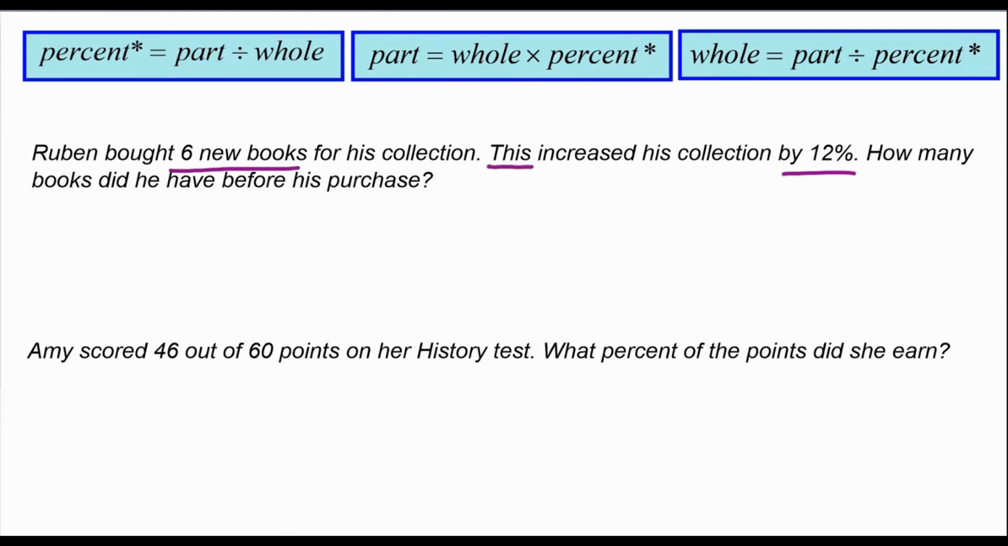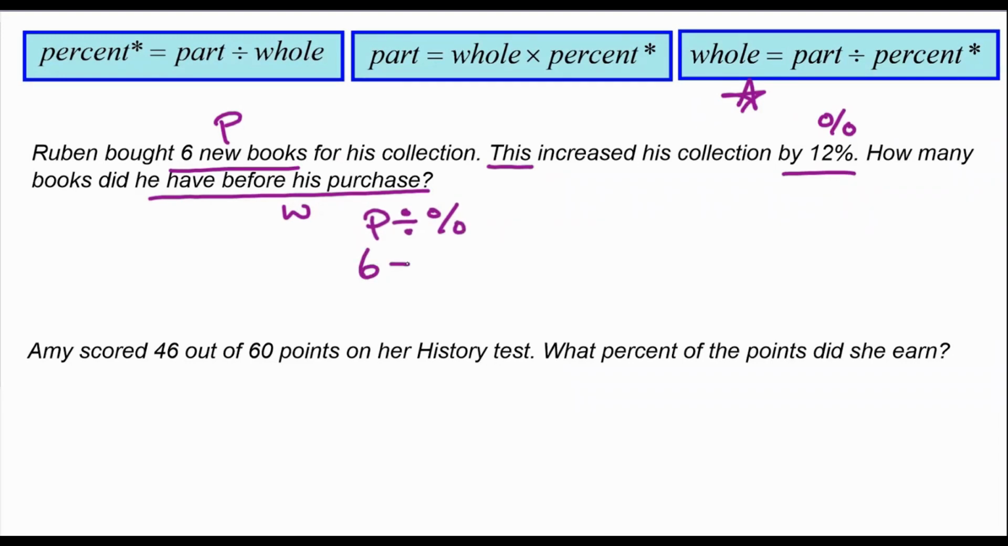So the 6 books is only part of his collection. So the 6 books is the part, which is the percent, 12%. So that means how many books did he have before his purchase is the whole. So the part we know, the percent we know, the whole is missing. So we're going to use the equation that helps us find the whole. And that would be this one right here. The whole is equal to the part divided by the percent.